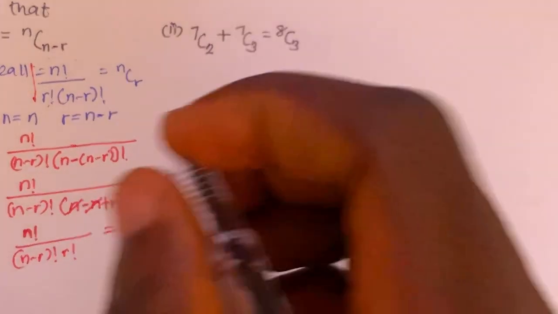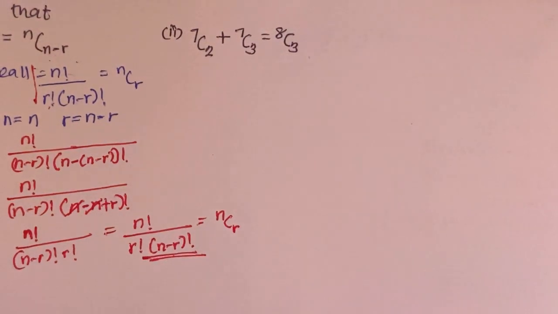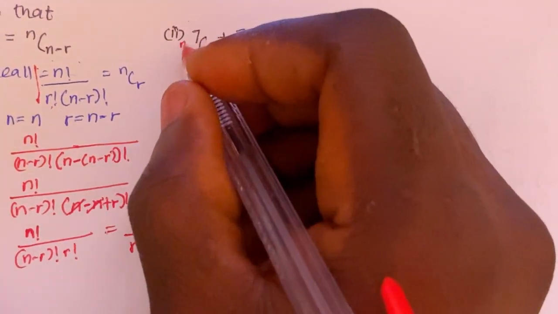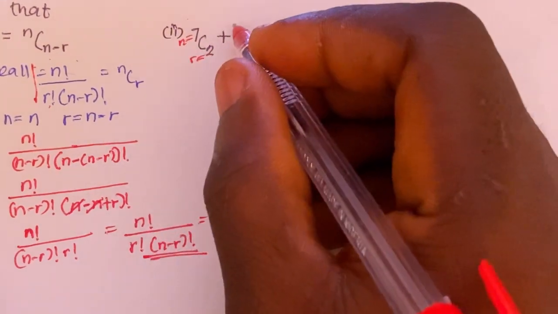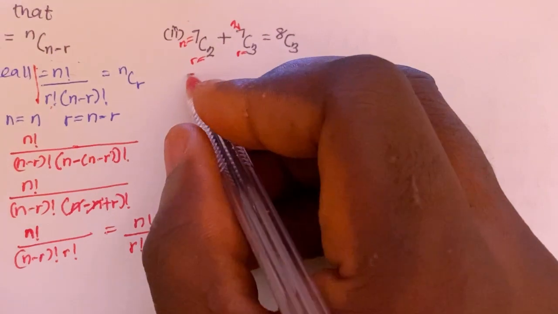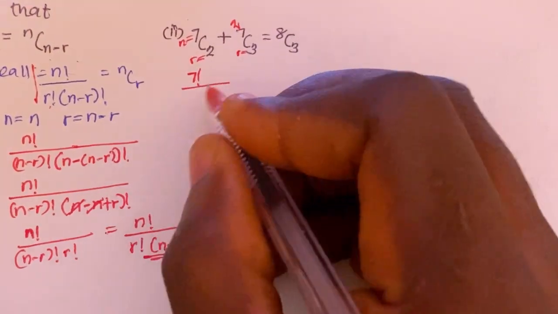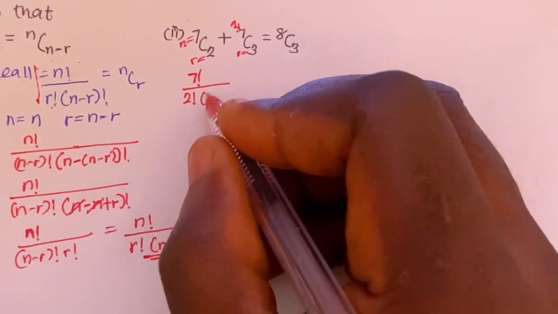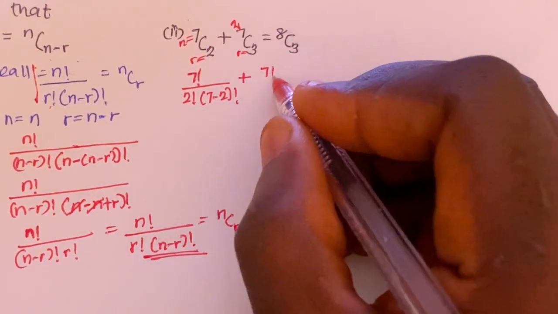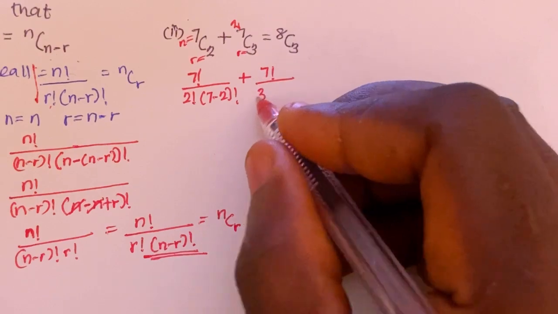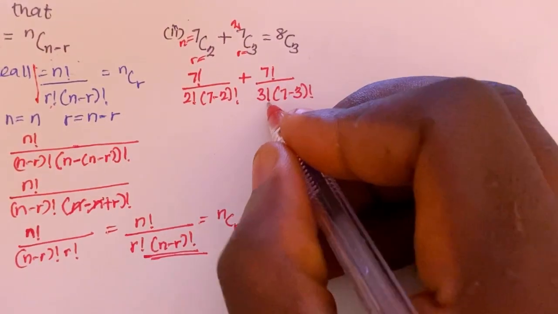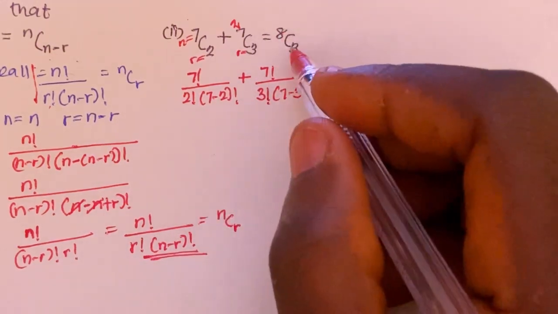So what I'm going to do in this case is go ahead with the formula. This is my n and this is my r. This is my n and this was my r. So I'm going to have 7 factorial divided by 2 factorial into bracket 7 minus 2 factorial, plus 7 factorial divided by 3 factorial into bracket 7 minus 3 factorial. So I want to prove that this is equal to 8C3.